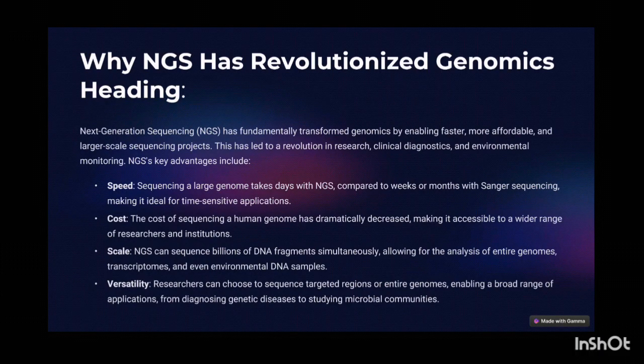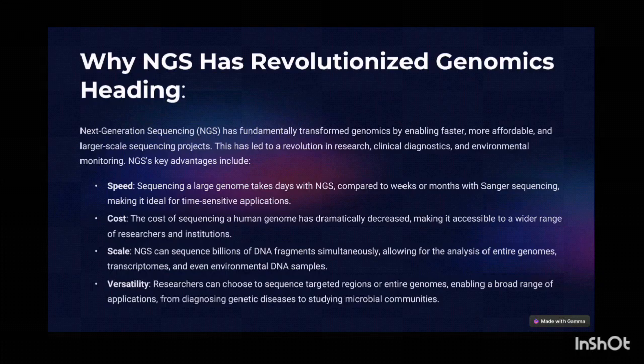And next is scale. NGS can sequence billions of DNA fragments in parallel, allowing researchers to analyze entire genomes, transcriptomes, or even environmental DNA samples. For example, in cancer research, instead of analyzing one gene at a time, researchers can now look at all the cancer-related genes simultaneously, identifying genetic mutations that may inform the treatment decision.